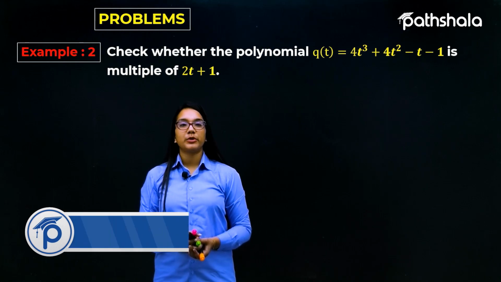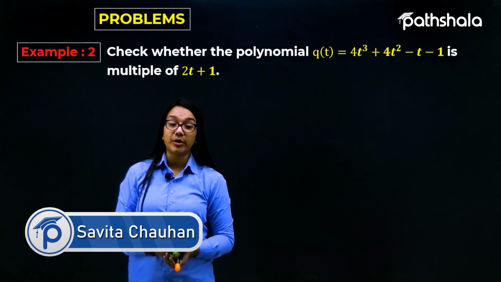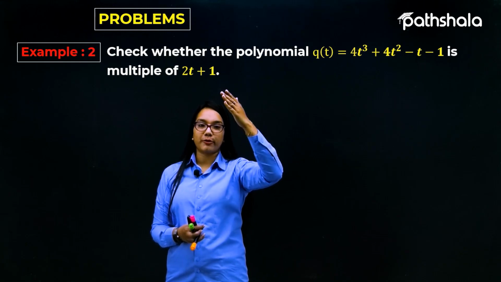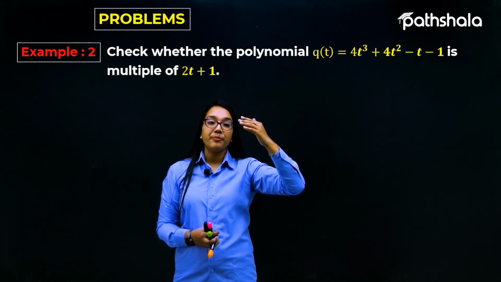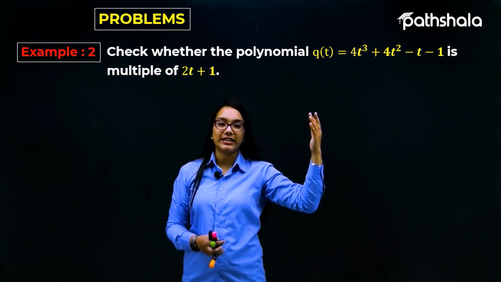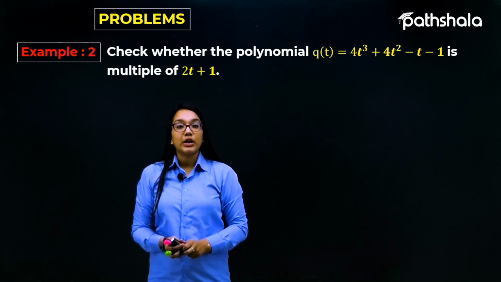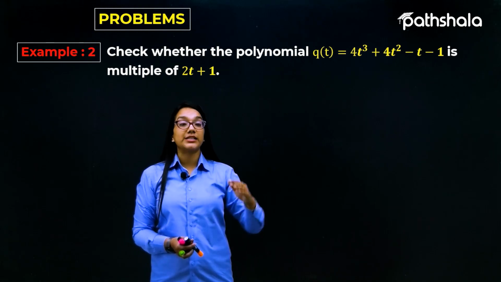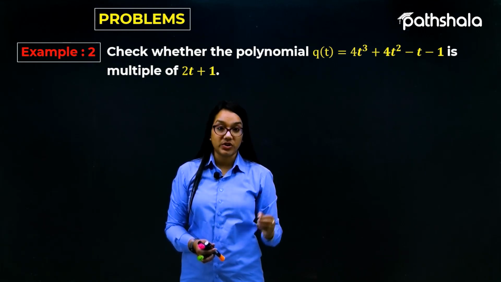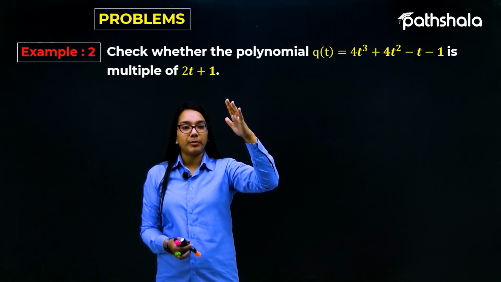So let's just see example number 2. Example number 2 says check whether the polynomial q(t) is a multiple of 2t plus 1. So we have to check whether this polynomial is a multiple of 2t plus 1. It means that if 2t plus 1 can divide q(t), then it is called a multiple of 2t plus 1. So 2t plus 1 can divide this whole polynomial fully, meaning the remainder should be equal to 0. That is why this particular q(t) is called a multiple of 2t plus 1.